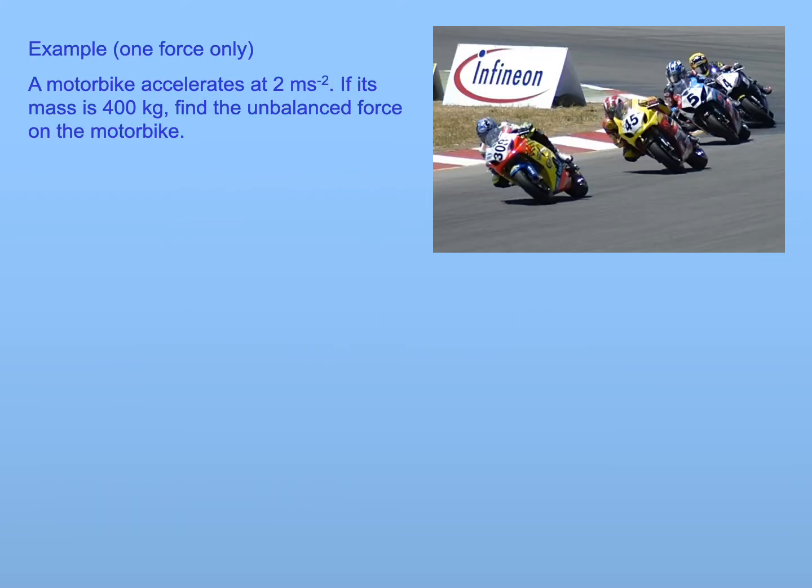Again, if you've not done this problem before, pause the slideshow and try it now. A motorbike accelerates at 2 meters seconds to the minus 2. If its mass is 400 kilograms, find the unbalanced force on the motorbike. Well, we're going to assume that the 400 kilograms is the mass of the bike and the rider. Solution then, we list our variables.